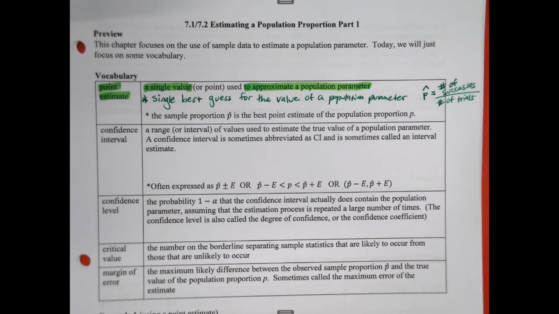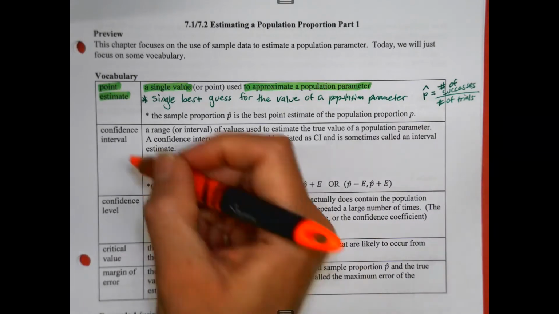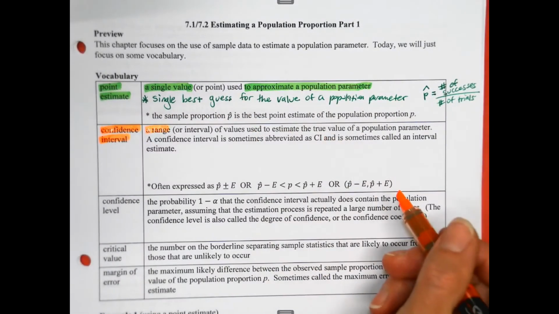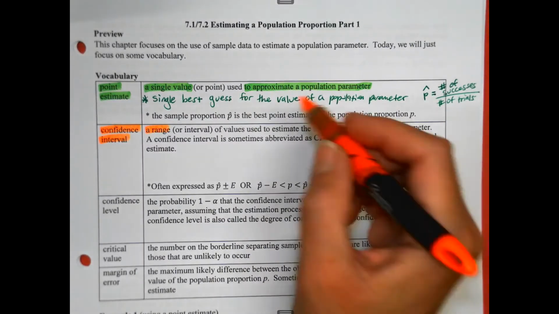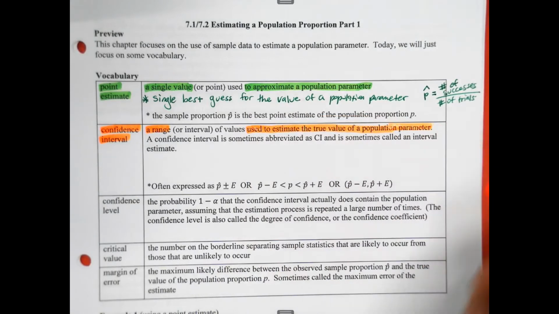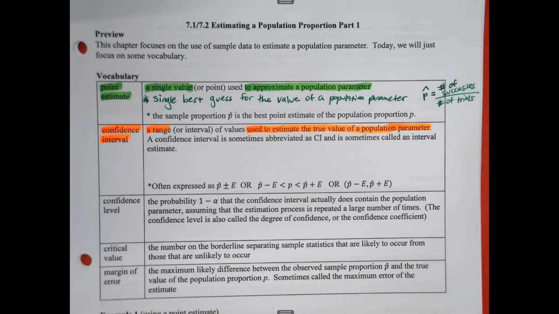So, as a result, we create what we call a confidence interval. A confidence interval is a range or an interval of values that are used to estimate the true value of a population parameter. A confidence interval is sometimes abbreviated as CI, and it is sometimes called an interval estimate.